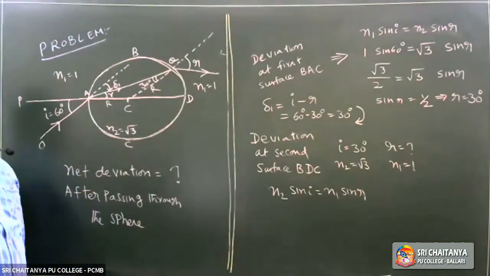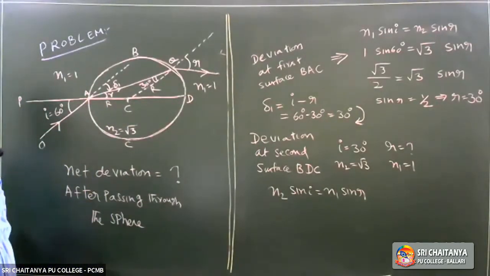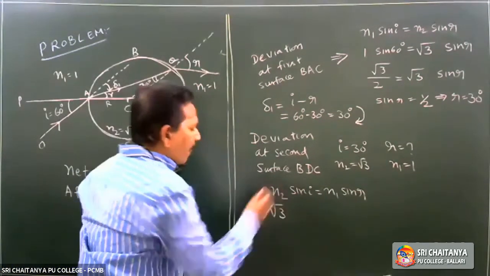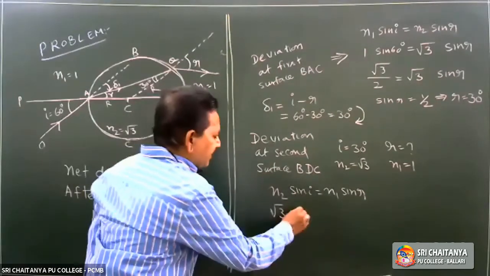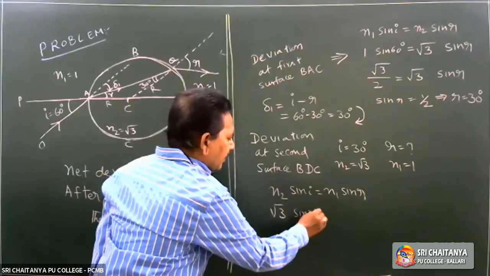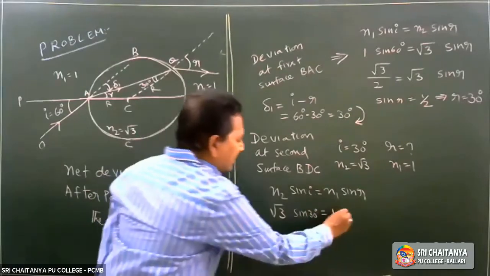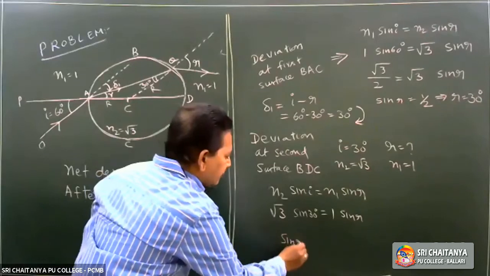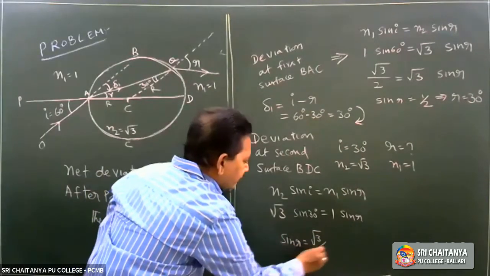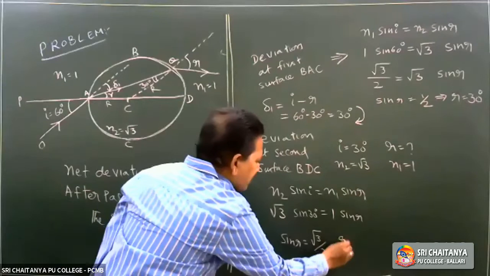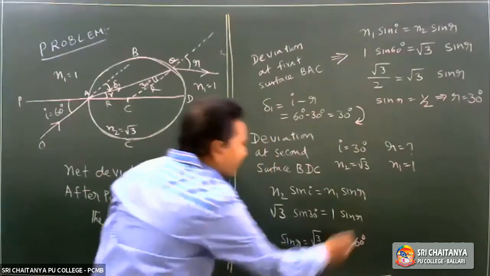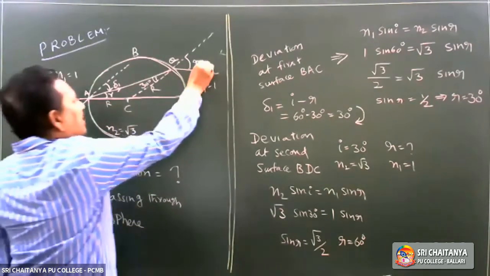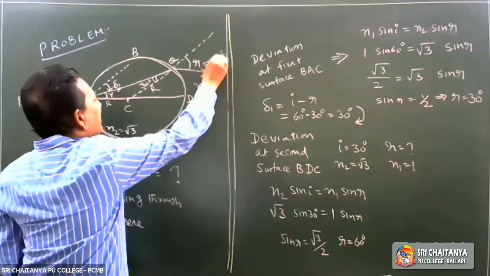N2 sin I is equal to N1 sin R. N2 value root 3, sin 30. N1 value 1 into sin R. So sin R is equal to root 3 by 2. Root 3 by 2 means R value is equal to 60. This R value is equal to 60.